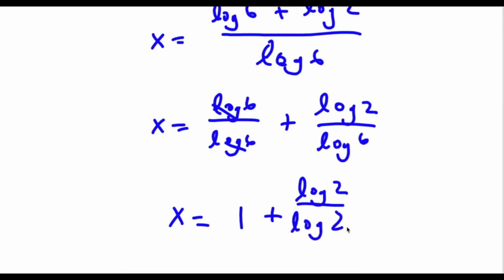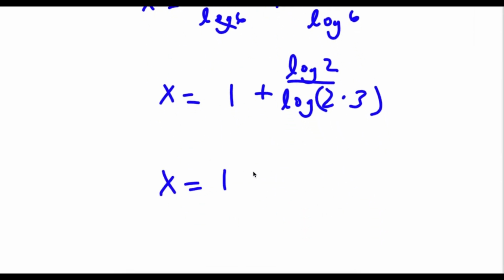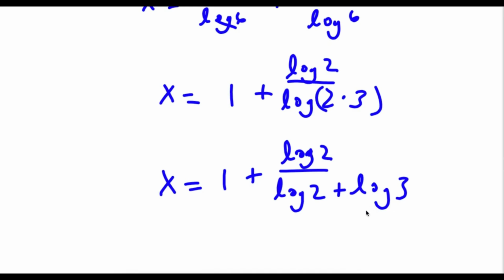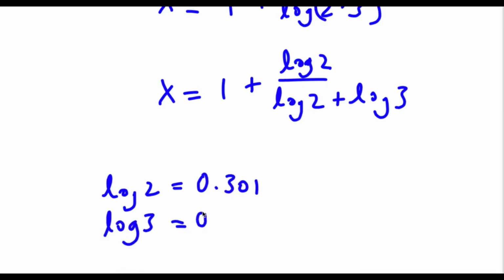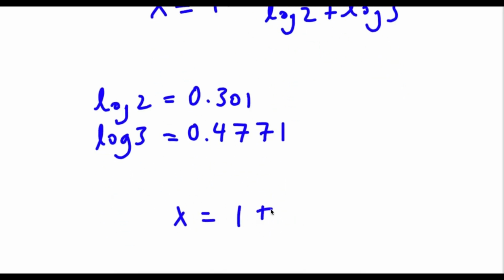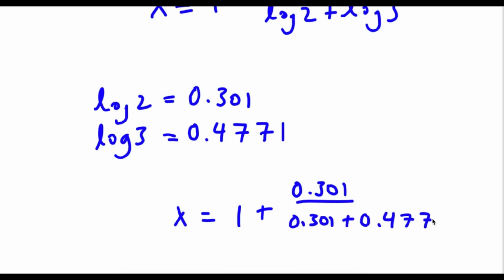I'm going to again change log 6 to log 2 times 3. Now I have x is equal to 1 plus log 2 over log 2 plus log 3. Now log 2 is equal to 0.301. And log 3 is equal to 0.4771. So now I have x is equal to 1 plus 0.301 over 0.301 plus 0.4771.